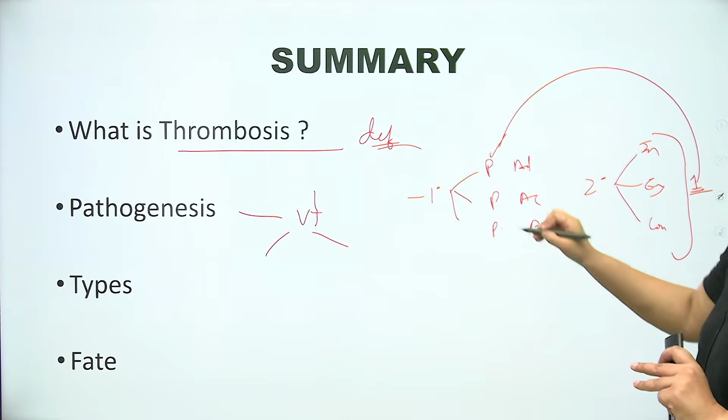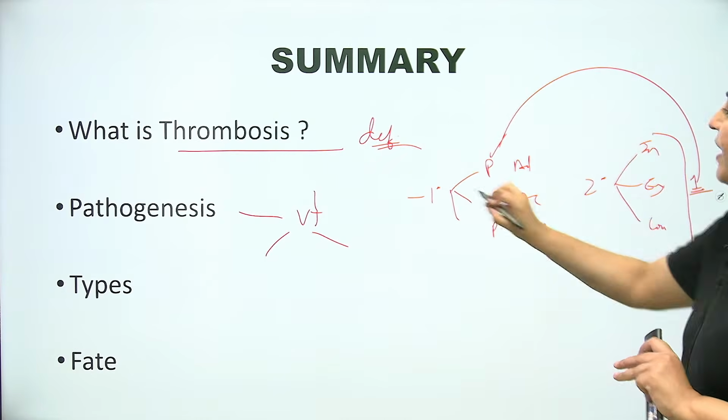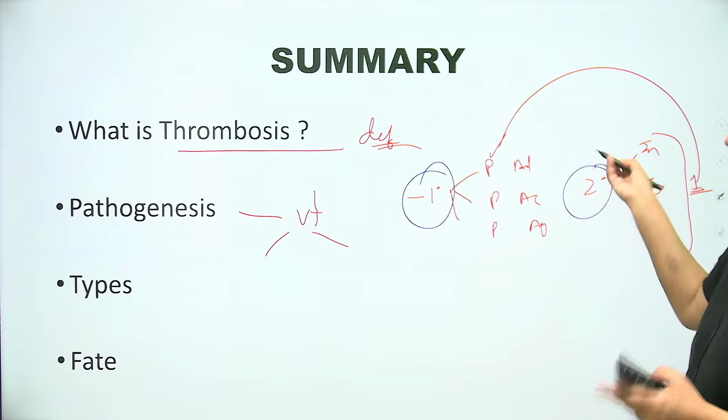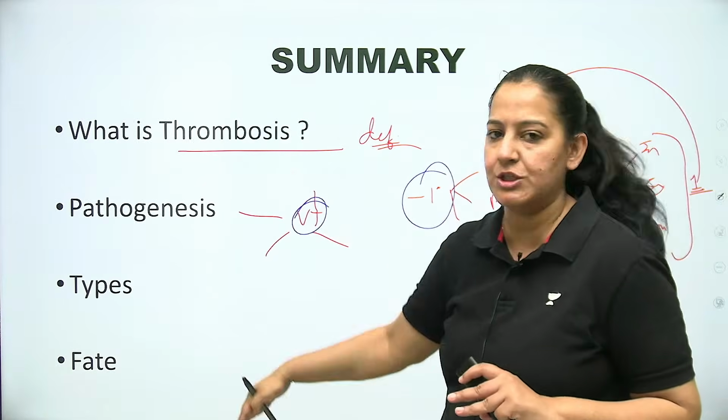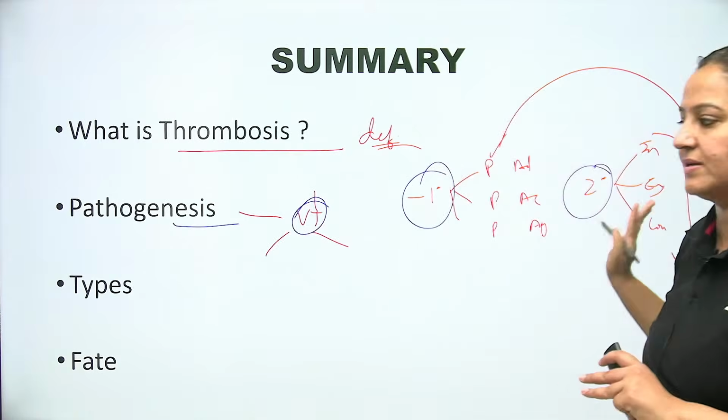So in pathogenesis, explain the primary clot, explain the secondary clot, and then explain the Virchow triad, the 3 things of the Virchow triad. So pathogenesis will be the biggest one. You can write 5 to 6 pages on pathogenesis, right?